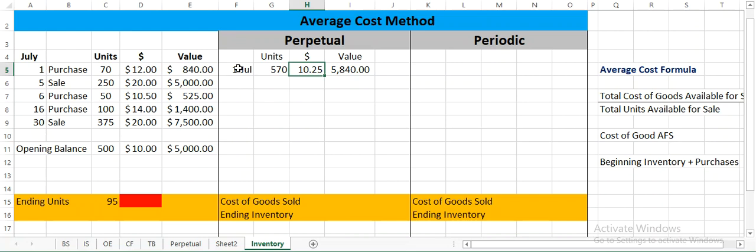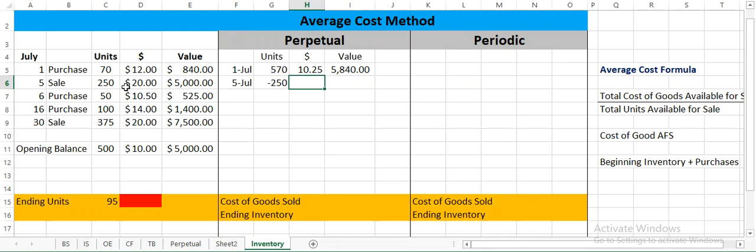From there, we actually have to move on. This is our balance as of July 1st. We have to move on to the next transaction. The next transaction happens on the 5th, which is a sale. So let's put July 5th there. And what we have to do now is account for the sale. So the sale is for 250 units. And I'm going to put this in as a negative to remind us that it's a sale. And it reduces our units. So that's minus 250 units.